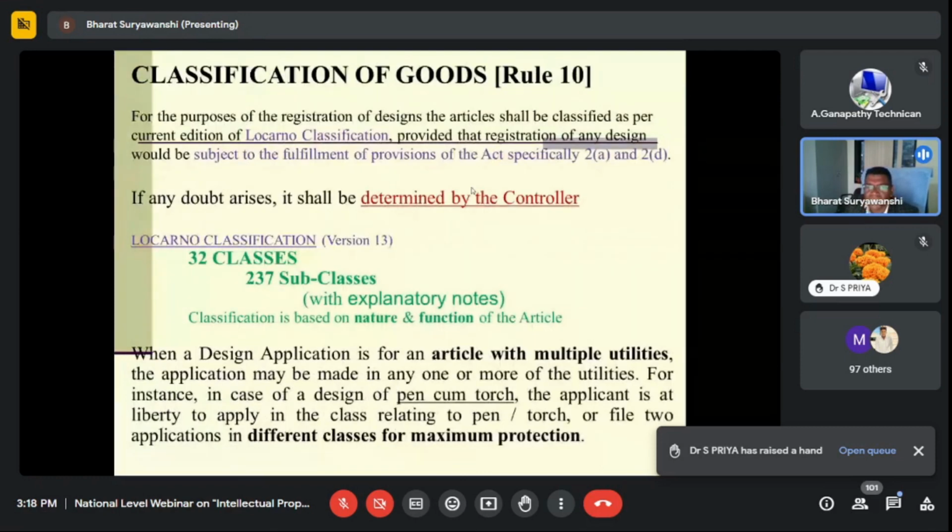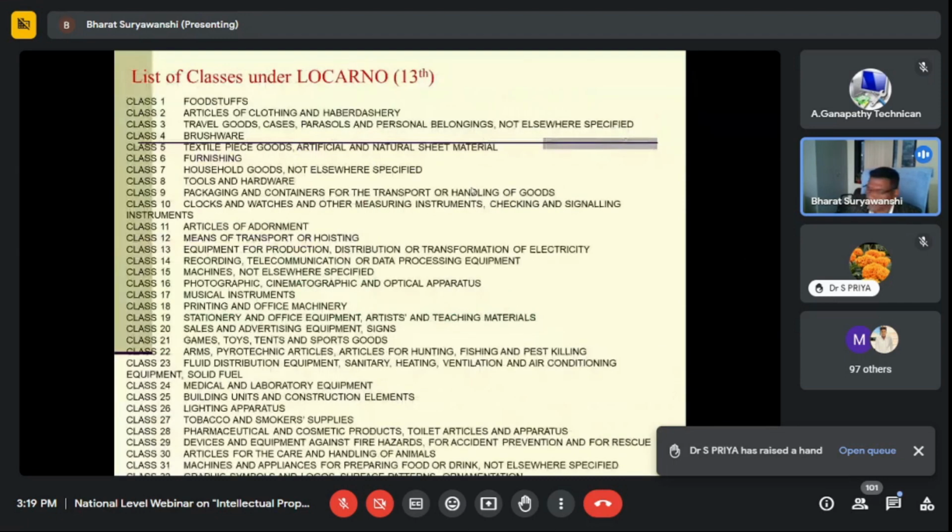There are 32 classes of designs and 237 subclasses. So we will classify the design. We don't grant directly. Depending upon that, we decide whether we have to keep it or reject it. If the design is okay, then you can file it by stating the class. For example, briefcase and travel goods, class 3. If you are developing games, class 21. Arms, class 20. So you have to fill in which class it is and submit the application.